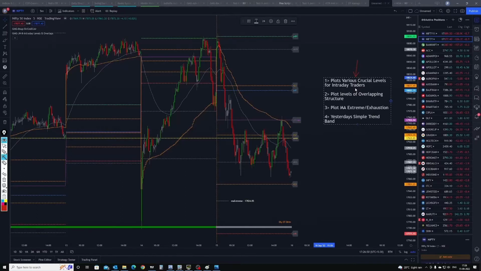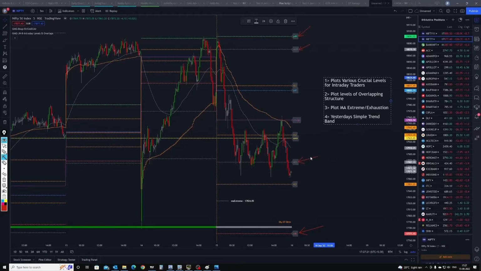So what does it do? What are the levels that it will plot? It will plot these levels. PDH here is the previous day high. So today you know where last day's high is. PDL over here is the previous day low. ATRH is the average true range high. ATRL is the average true range low.